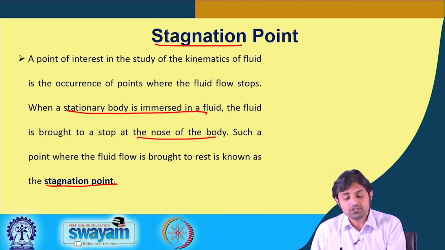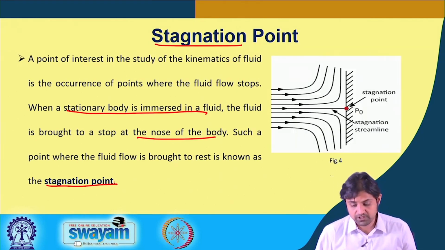Why? Because in the last lecture we read about a concept called the no slip condition. Because of the no slip condition, the velocity of the adjacent fluid particle will also be 0. So this is the stagnation point.